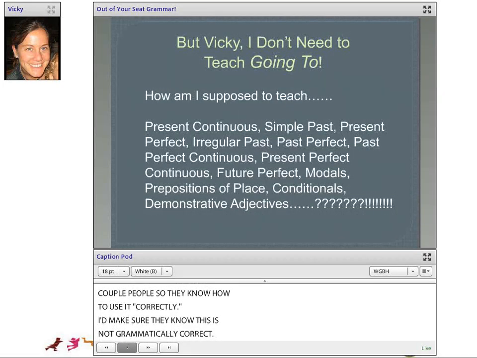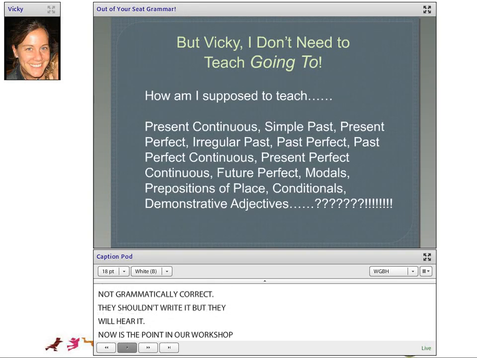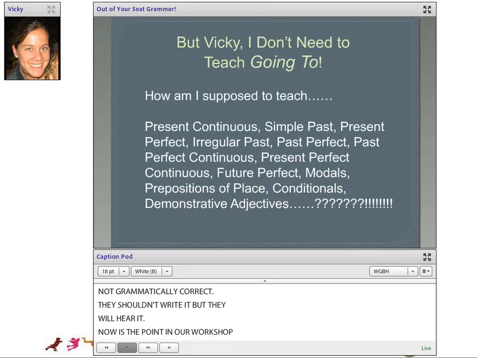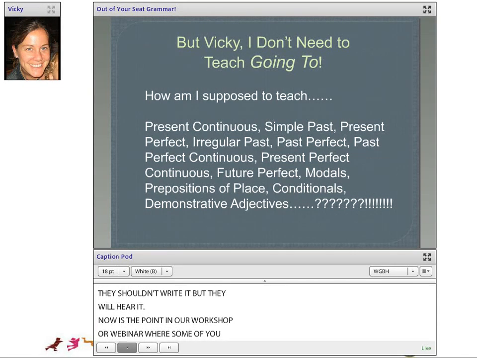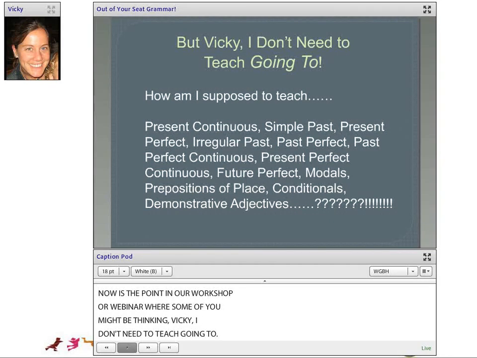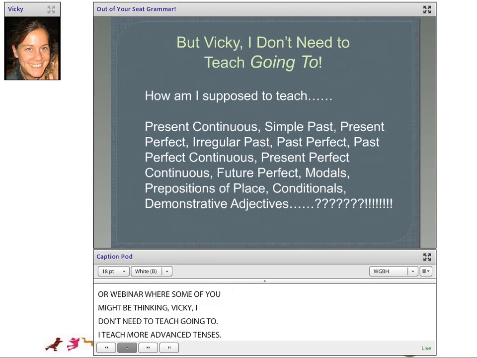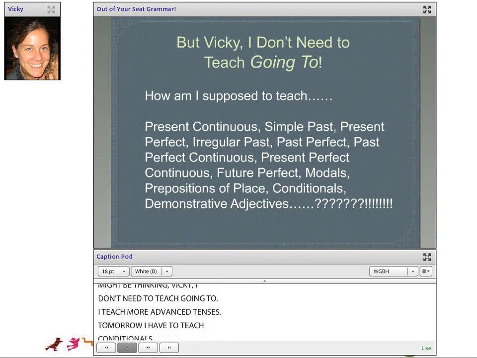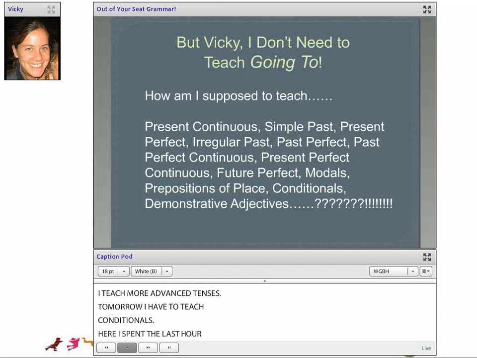Now is the point in a workshop or webinar where some of you might be thinking, but Vicki, I don't need to teach going to. I'm a teacher who teaches more advanced tenses. I teach the future perfect. I'm teaching modals. Tomorrow I have to teach conditionals. And here I've just spent the last hour talking about future with going to, and that's not something that I need to teach. How am I supposed to teach the following?